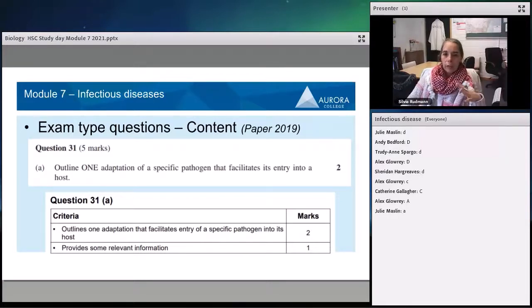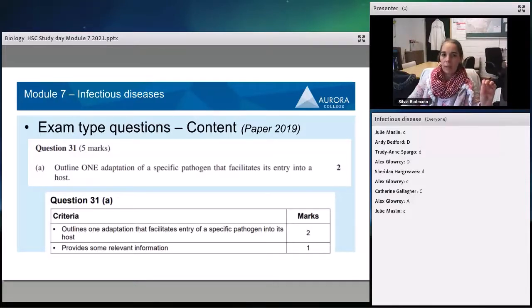Now we're going into questions that are related to extended responses, the second section of the paper. This was the 2019 paper, and it says outline one adaptation of a specific pathogen that facilitates its entry into a host. It says outline, so you just have to give the characteristic. No explanation, no analysis, very simple, one adaptation, right? So you have to name a specific pathogen and name the specific adaptation.